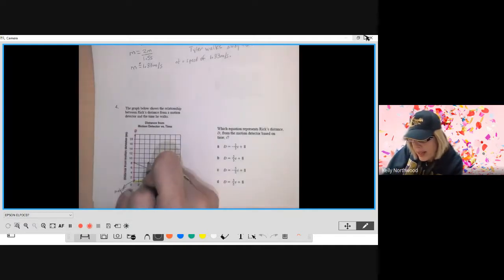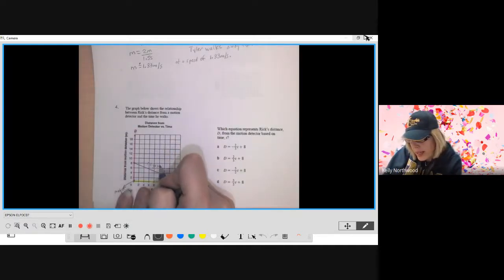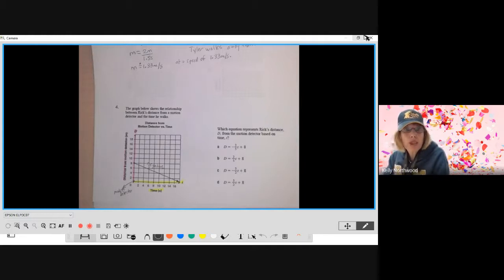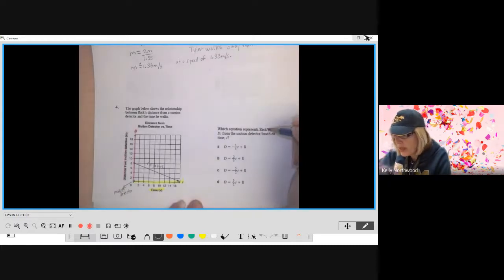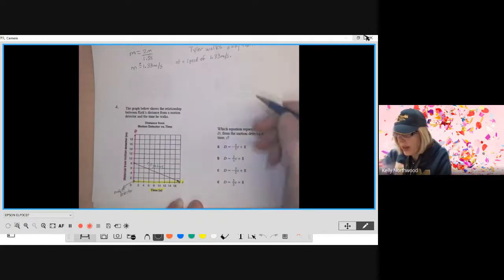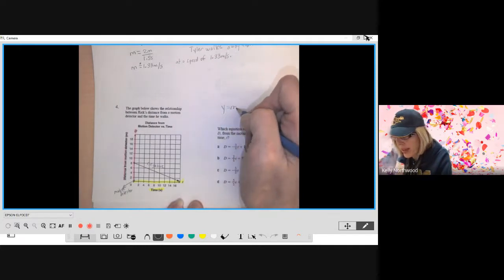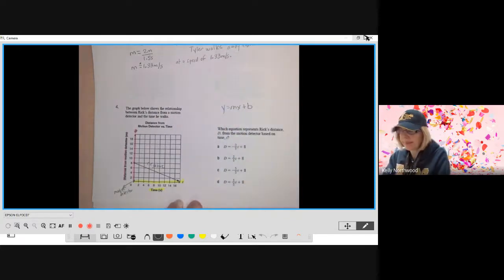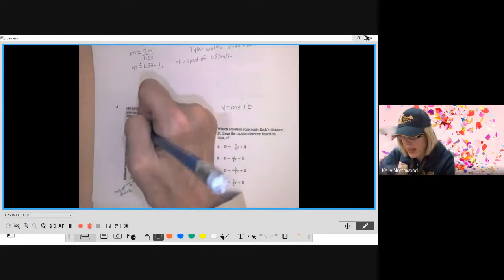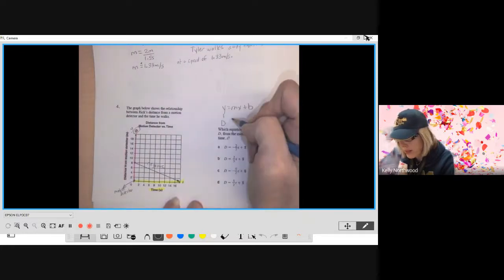And we can see we've got a negative slope here, meaning he's getting closer and closer to the motion detector. So it says, which equation represents Rick's distance d from the motion detector based on time? So they all have that pattern, y equals mx plus b. And we know we're really good now at changing them. So instead of y, we've got d. So we can put d here.